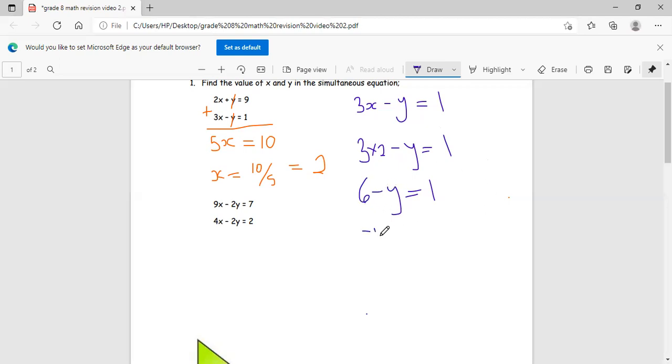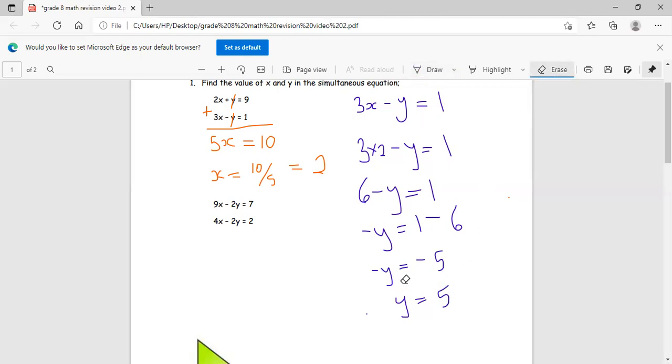So negative y will now be equal to 1 minus 6. 1 minus 6 is minus 5. So minus y is the same thing as minus 5. Because the two of them are minus, this has minus, this has minus, it means y is also the same thing as 5. That is all. You can say I found x to be 2 and my y is 5. That is as easy and as simple as that. That is called simultaneous equation.